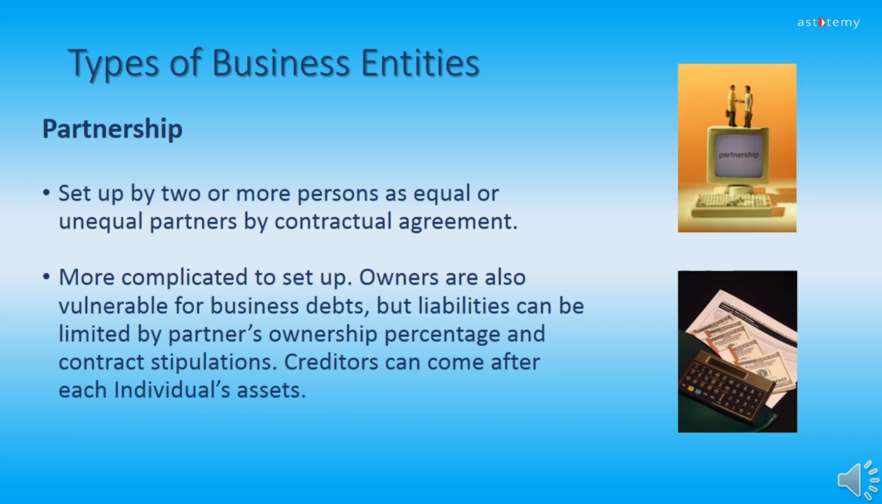The second type of business entity is the partnership. This is a business where two or more individuals create a business as equal or unequal partners by contractual agreement. It's a bit more complicated to set up. It also leaves the individuals vulnerable for any debts of the business, but the liabilities are somewhat limited based on their ownership percentage in the business as well as the stipulations of the contract. In addition, as with a sole proprietorship, the partners may also be subject to double taxation on their earnings, both as individuals and as business owners.